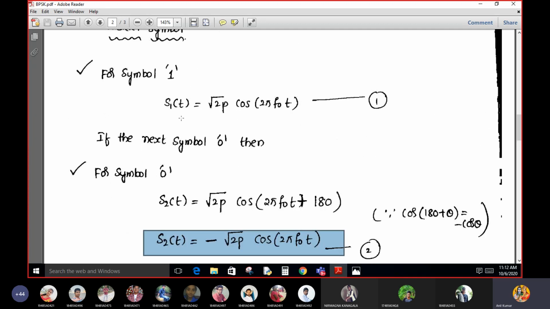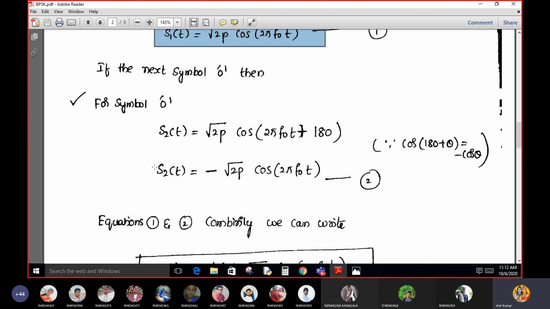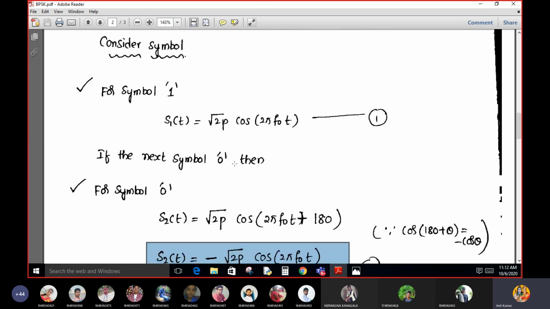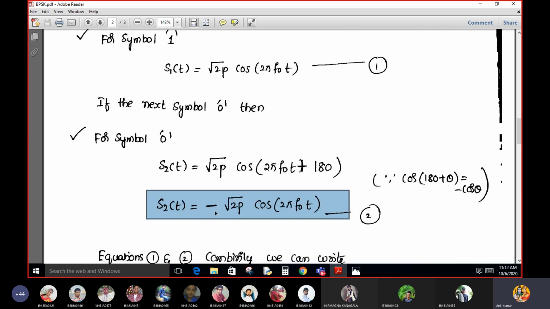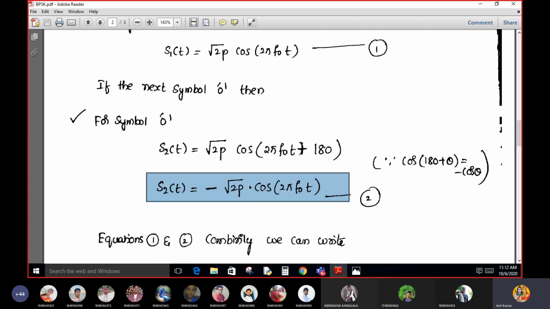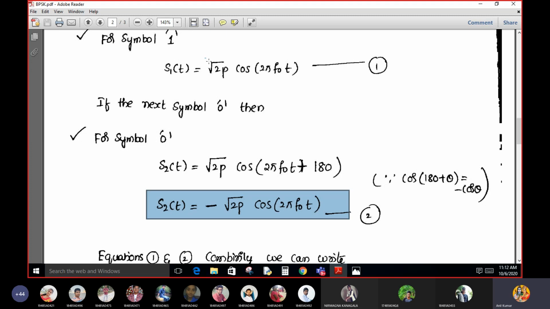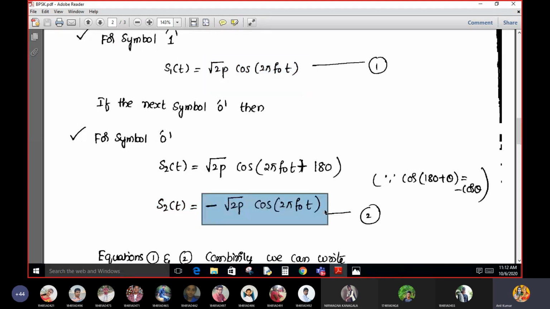So therefore this is the equation for logic 1, and this one will be the equation for logic 0. Logic 1 equation is plus cos 2 pi f naught t. Logic 0 equation is minus cos 2 pi f naught t. So in the equation, one time it is plus and one time it is minus. Whenever you need to transmit logic 1, this equation will be plus.